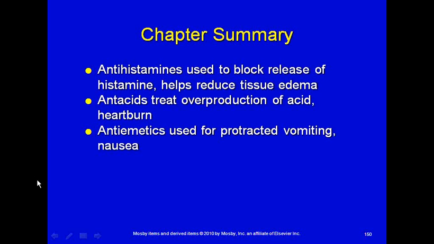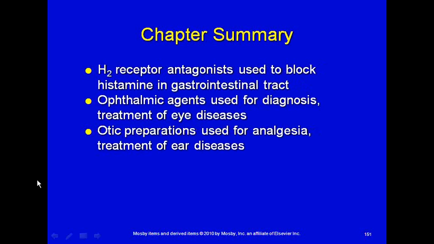Antiemetics are used to treat protracted vomiting and nausea. H2 receptor antagonists are used to block histamine in the GI tract. Proton pump inhibitors are not mentioned here, but they're the next generation of medications like Prilosec and Nexium that also help reduce acid production in the GI tract.